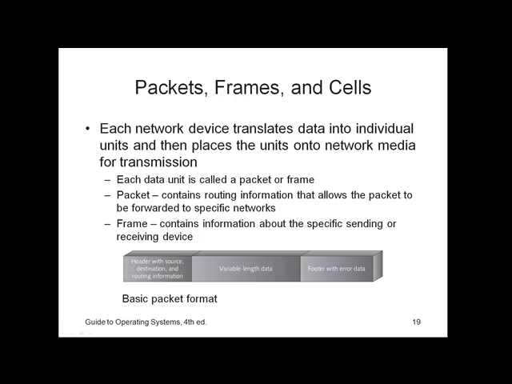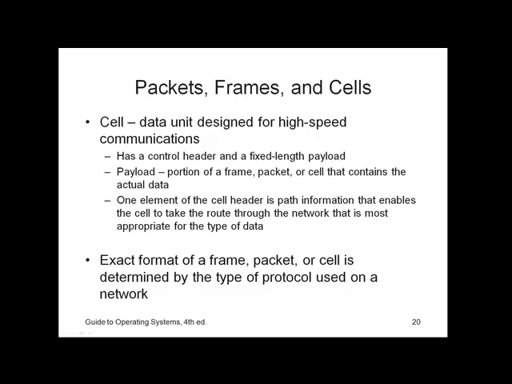Here's an example of a basic packet format, with a header with the source, destination, and the routing information attached to the variable length data, and then a footer with the error data attached. A cell is nothing more than data units that are designed for high-speed communications. A cell has a control header and a fixed-length payload. Now, a payload, while we're talking about payloads, is a portion of the frame, packet, or cell that contains the actual data that we're concerned about sending in the first place.